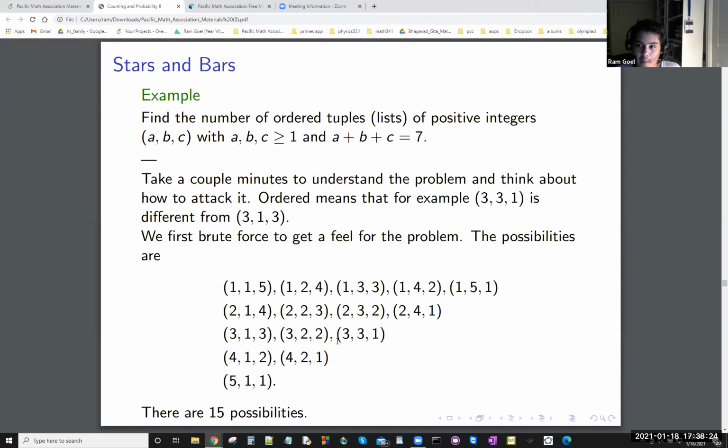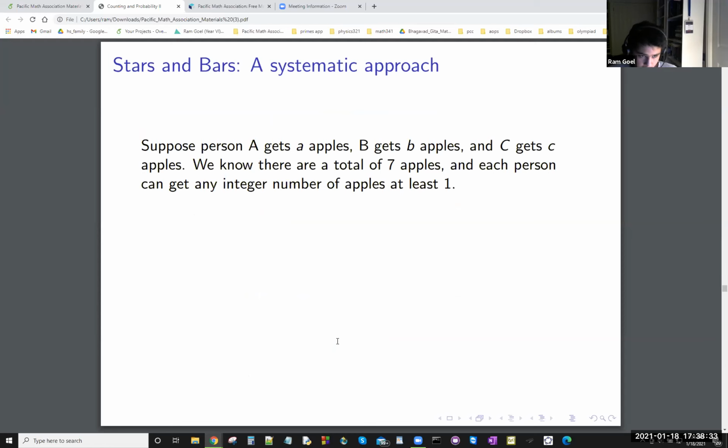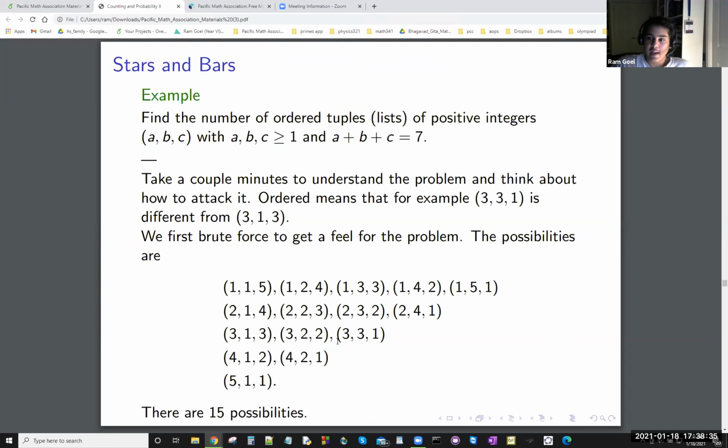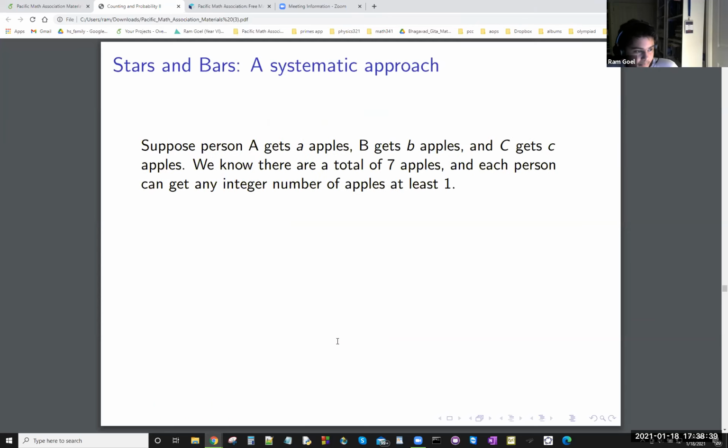But is there a more systematic approach to this? What if we made the numbers a lot bigger? Or if we made the lists longer than 3, then could we still do it? So we're going to try and attack the same problem, not make the numbers too big, but use a systematic approach. So suppose person A gets A apples, B gets B apples, C gets C apples, and we know there are a total of 7 apples, okay? And each person can get any integer number of apples at least.